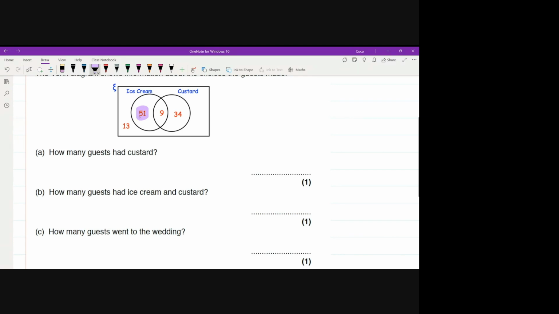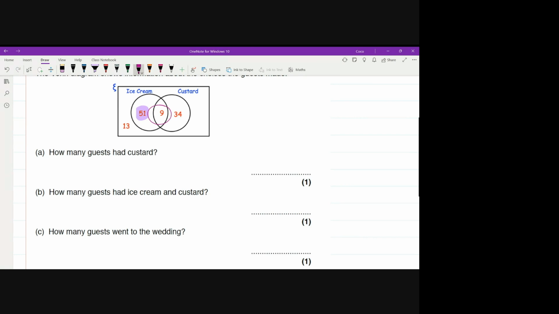Why do I say ice cream only? Who can tell me why I don't just say ice cream? Why do I say ice cream only? Who's got an idea? I'll give you guys a hint. It has something to do with these nine people. Who thinks they've got an idea?